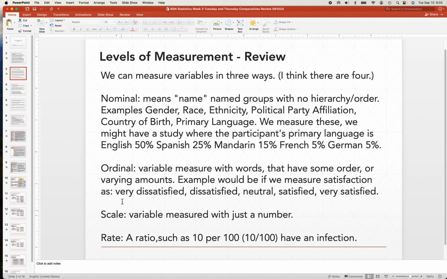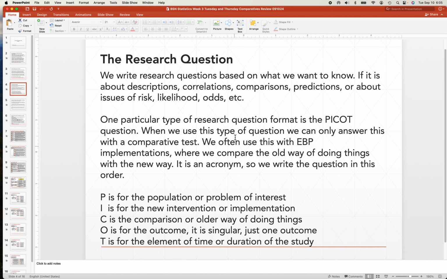And the reason why I considered this to be a different level of measure is because, as you'll see when we get to epidemiology and those tests, we do treat that data a little bit differently. And that's the only reason why I would consider mentioning this as a potential fourth level of data. So remember, nominal, ordinal, scale data. If you see a rate, you'll know that we might be using a different test for that.